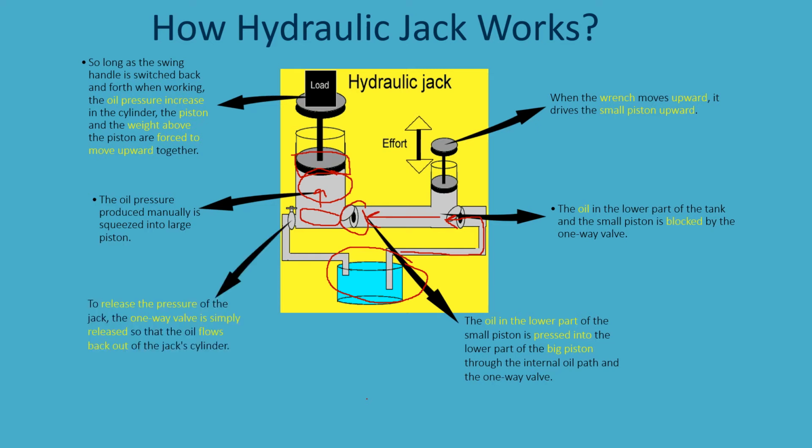Okay, so lastly, to release the pressure of the jack, the one-way valve is simply released so that the oil flows back out of the jack cylinder. Okay, this is the release valve. So if you want the oil to flow back out of the jack cylinder into the reservoir, simply relieve this release valve. Okay.